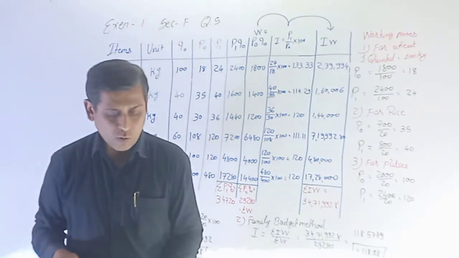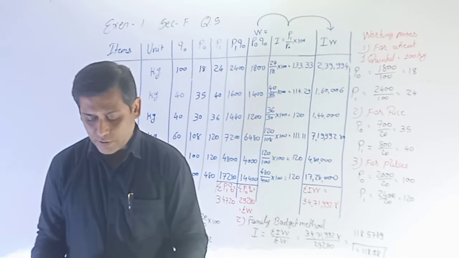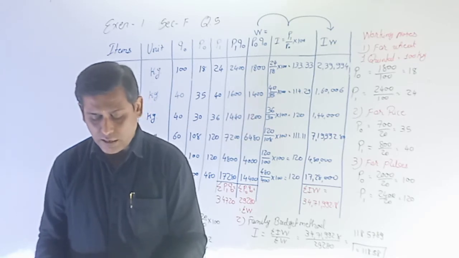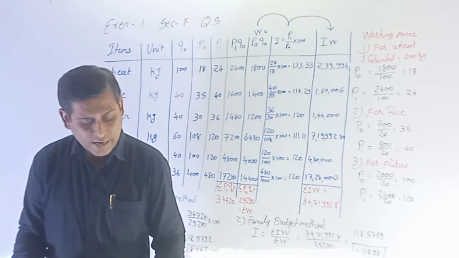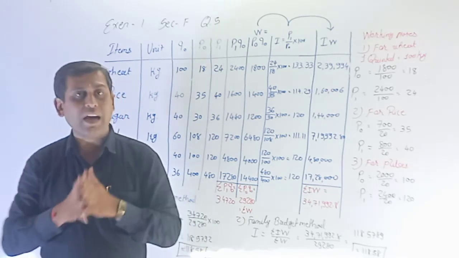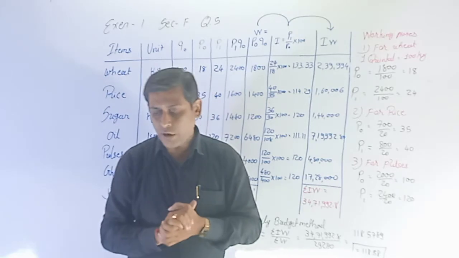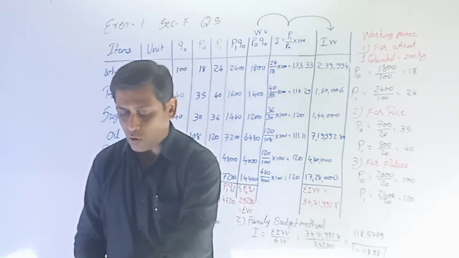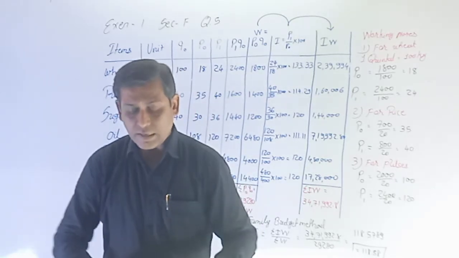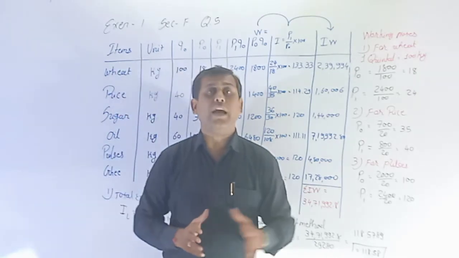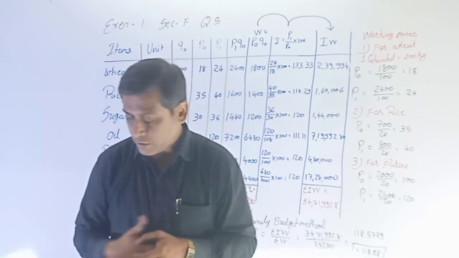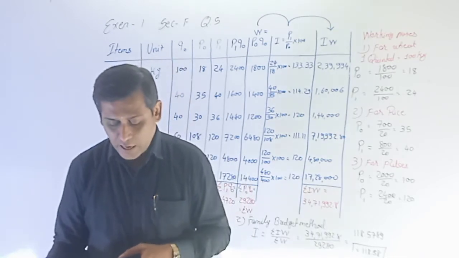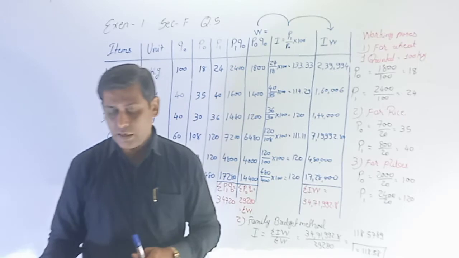Okay, complete the sum. Now your last doubt of this chapter: question number 5 is over, and questions 6, 7, 8, 9 are all very easy. So your last doubt of this chapter is the 10th sum of section F, exercise 1. That is the last sum of this chapter, so I am doing that particular sum here.